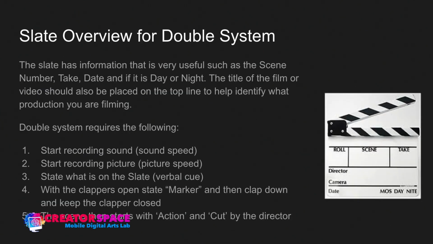Okay, so Slate overview for double system. How do we use a Slate? And I think this is a really important thing, is that the Slate has all this information that can be on it. So you can put the scene number, the take, the date, and then also whether it's day or night. And that's really a great option in terms of what can be achieved. I'm just going to bring this text up a bit because I notice it's getting cut off there.